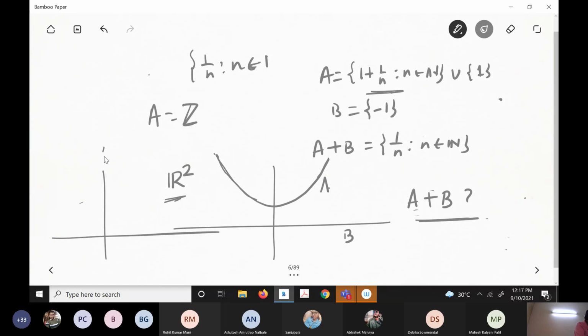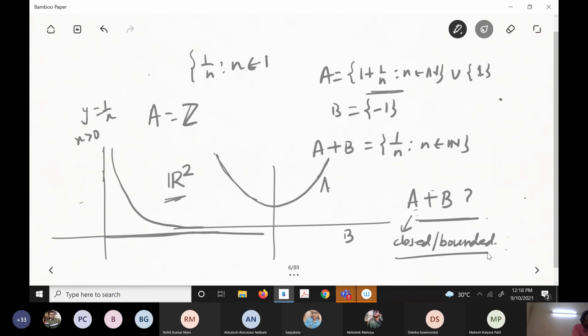You can think of this also: the x-axis and y equal to 1 by x, where x is greater than 0. You can take even the positive real axis. This is your A and this is B. Then what will be their sum? Think about it. And also think about that: suppose one set is closed as well as bounded. Then can you have it? Closed and bounded.